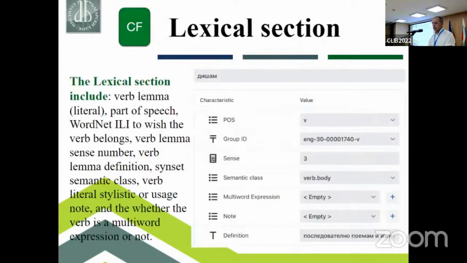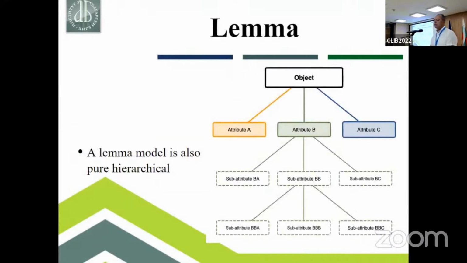The other artifact is the lemma, the verb, which can also be presented as a hierarchical structure with characteristics that are again in a tree structure. So we have two artifacts which are completely different. They serve completely different purposes, but they have a common structure, the hierarchy. The abstract structure is common.